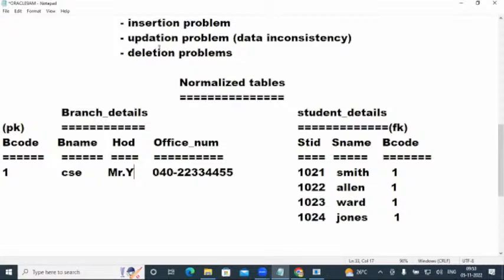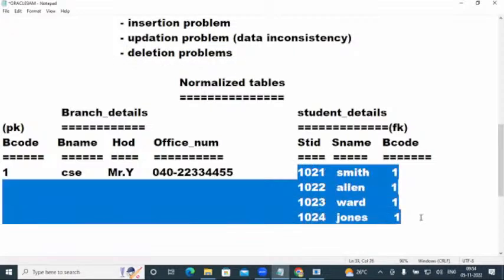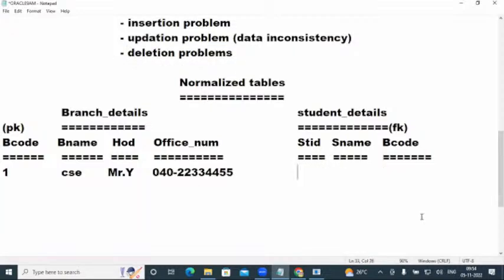Next one, now: deletion. Now my students' academics are finished and they have left my college. Then what do I want to do? They left my college, so I can delete their data. If I delete my student data, will my branch data be affected? Not affected. Your branch data is still in your table, yes or no? Yes.